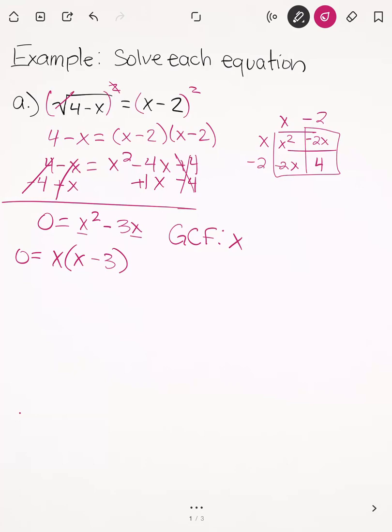From here, I set each factor equal to 0. X is a factor. It is part of it. So I have x equal to 0. And x minus 3 equal to 0. Well, look, that's already solved for. Here, I add 3 to both sides. I get x equals 3. Now, the most important part, you have to check for those extraneous solutions.